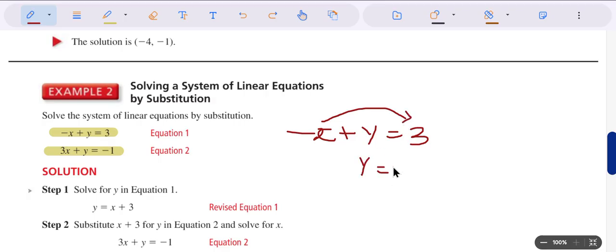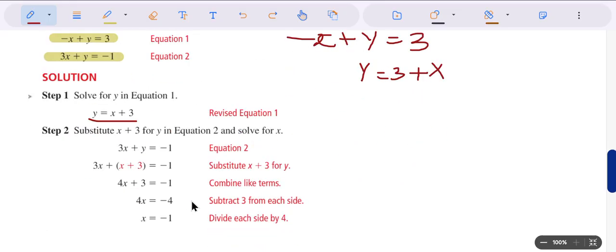So y equal to 3 plus x. Okay, that is what is mentioned here. y equal to x plus 3. Okay, we solved for y. Solved for y, so that y value we can substitute in the second equation.